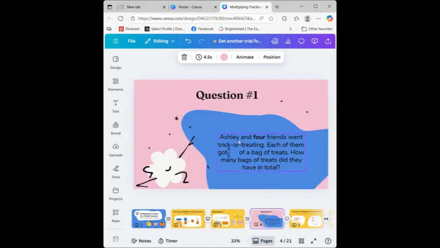Question 1. Ashley and 4 friends went trick-or-treating. Each of them got 4/5 of a bag of treats. How many bags of treats did they have in total? We highlighted 4 because it's not in a number, it's in a word. So it can be easier for everybody to see it if it is bolded or underlined. And you can always underline numbers as well to help.